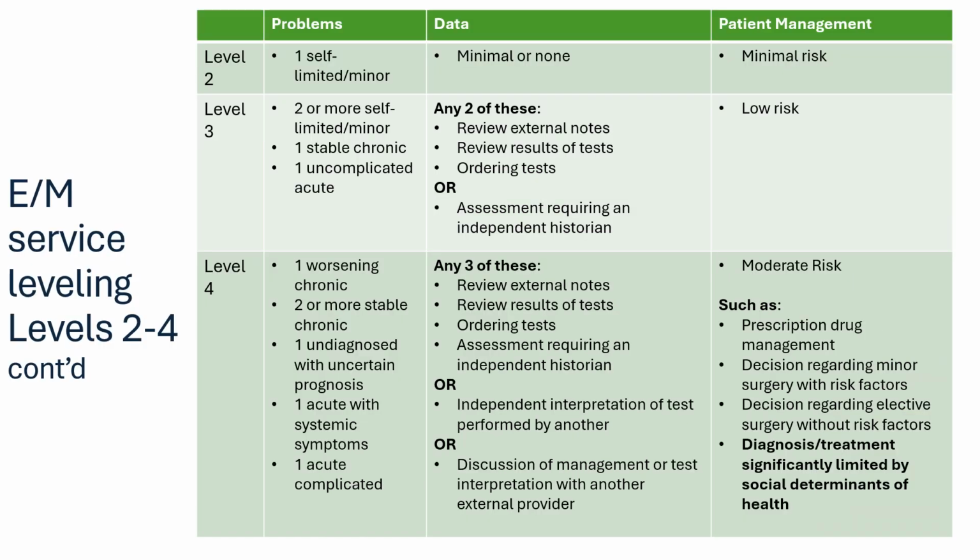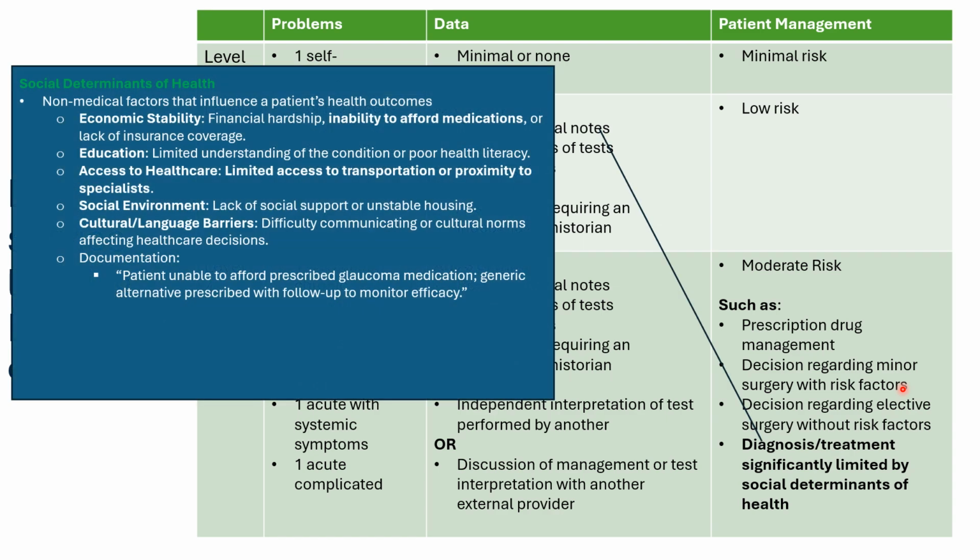And the last section under level 4 is the diagnosis or treatment significantly limited by social determinants of health. And these really are non-medical factors that influence a patient's health outcome. And this can include economic instability, education, access to health care, social environment, or cultural or language barriers. So a really common example that we see in our clinics might require documentation like this: patient unable to afford prescribed glaucoma medication, generic alternative prescribed with follow-up to monitor efficacy.